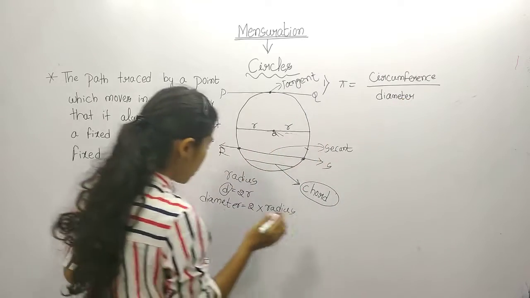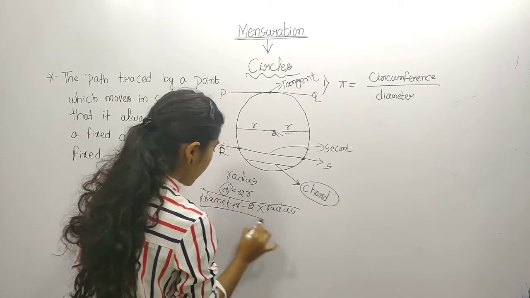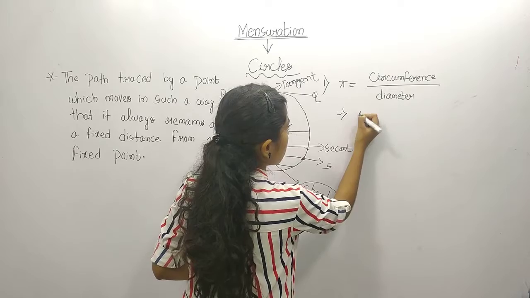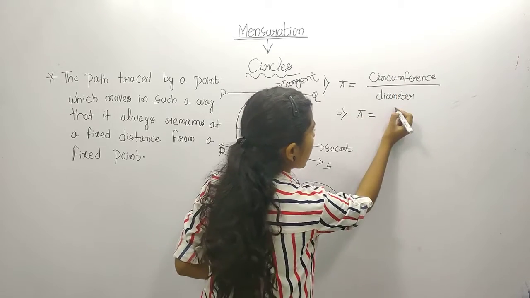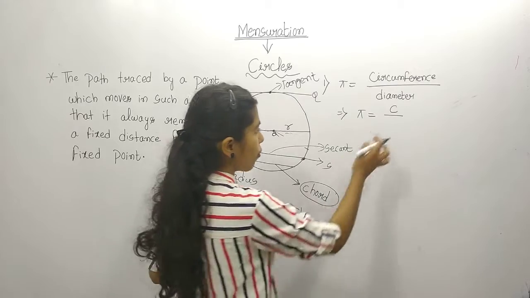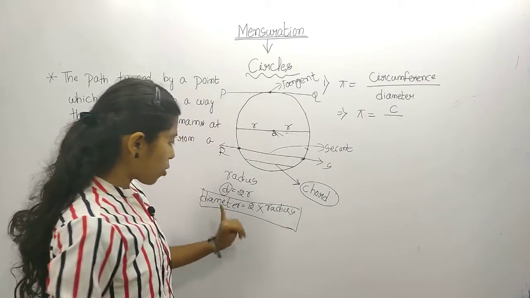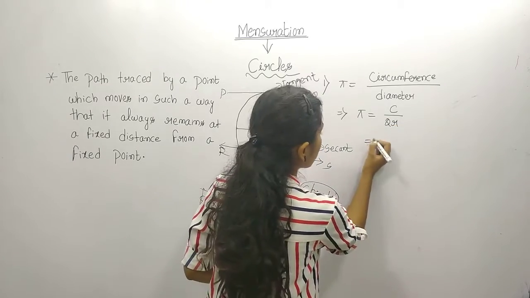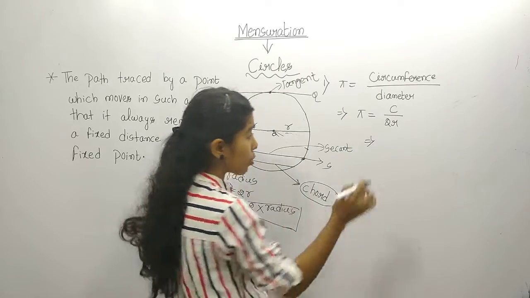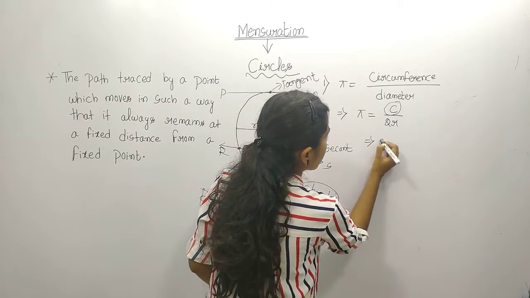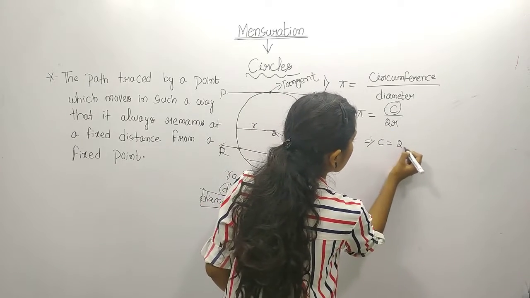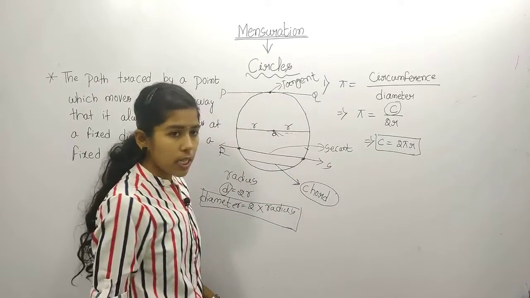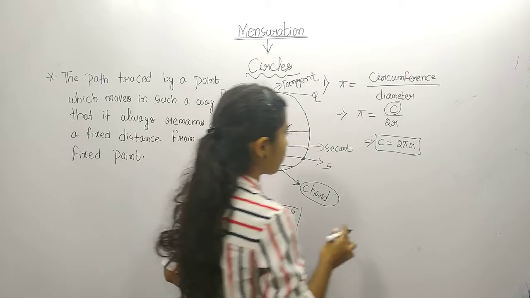Here I have already told you the formula of diameter is 2 into radius, d equals 2r. So that implies pi equals circumference, let us take it as capital C, divided by d. Here diameter is equal to 2r, so instead of diameter we will write 2r. We have to find the circumference, which is capital C. So that implies C equals 2 pi r. So the circumference of a circle is 2 pi r.